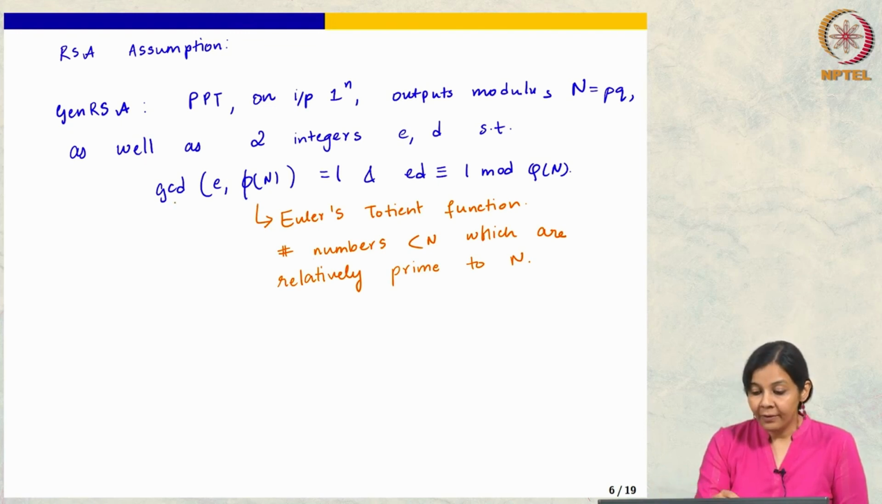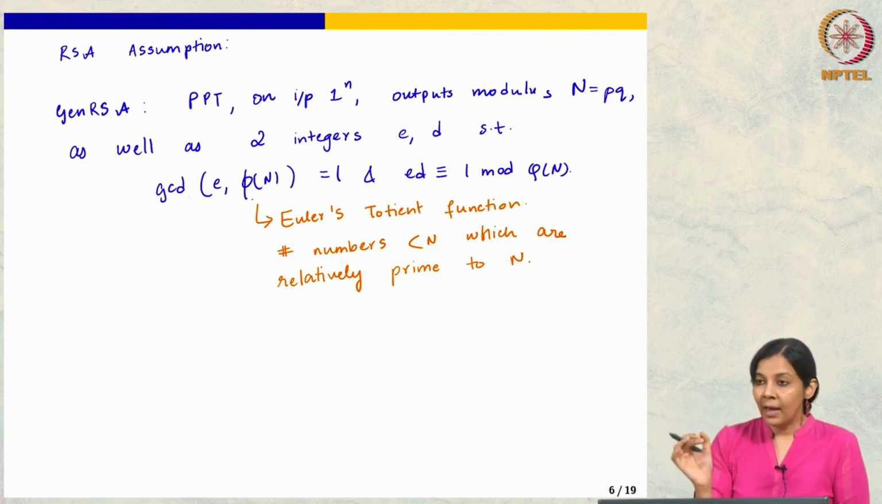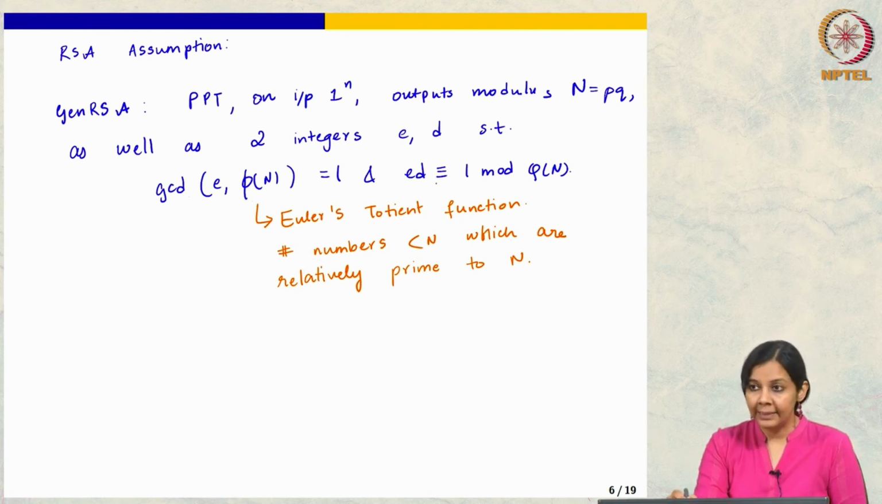If the GCD of E and phi n is 1, then it is easy to see that there will exist a D such that E times D is congruent to 1 mod phi n, and this will follow just by the extended Euclid's algorithm if you've seen it. So if the GCD of two numbers is 1, that means that there is a linear combination, let us say A E plus B phi n equals 1, right? And now B phi n mod phi n will become 0. So that means that A times E is congruent to 1 mod phi n, and this A is what we will define as D.